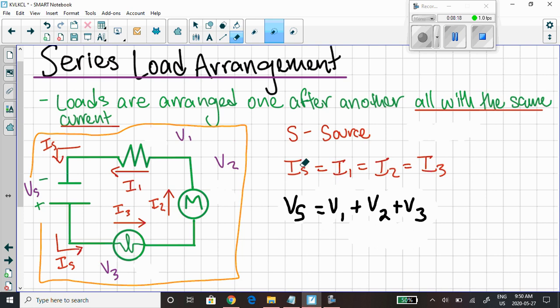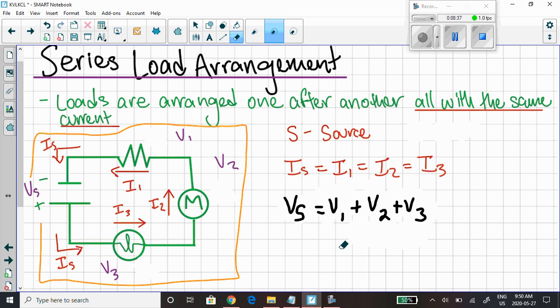The current that leaves the source, leaves the battery, is the same as the current that goes through the first load, and the same as the current that goes through the second load, and the same as the current that goes through the third load. I could have 50 million loads in here. They'd all be the same.